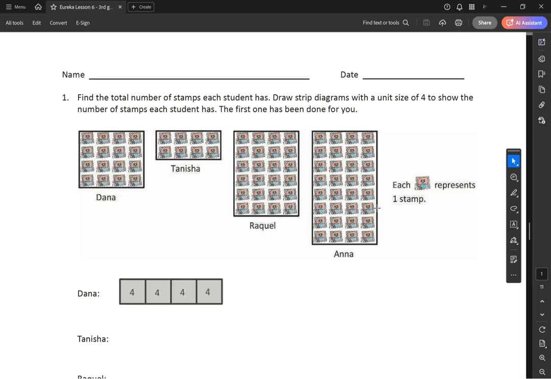Number 1. Find the total number of stamps each student has. Draw strip diagrams with a unit size of 4 to show the number of stamps each student has. The first one has been done for you. So look at the first one, Dana. We're using 4 for each one. So we know that there's 4, 4, 4, and 4. So we need 4 of 4, which would be 4, 8, 12, 16.